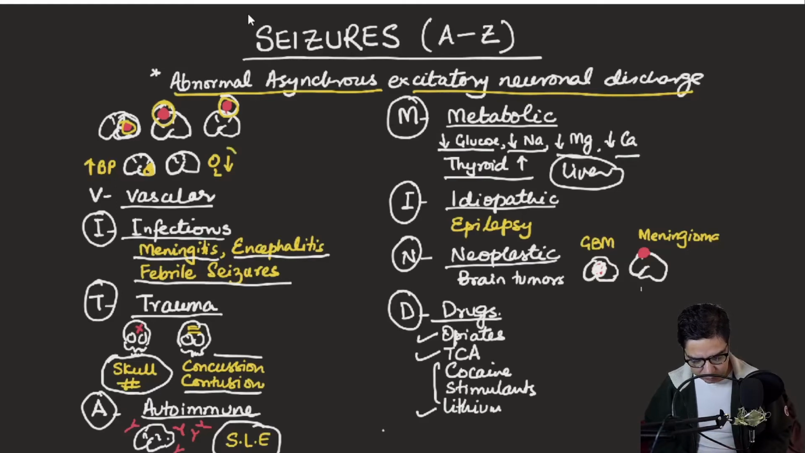Similarly, if there is vasospasm of the blood vessels going to the brain, or there is thrombosis or any other reason, that would lead to less blood supply, or in other words, less oxygen supply to the brain.